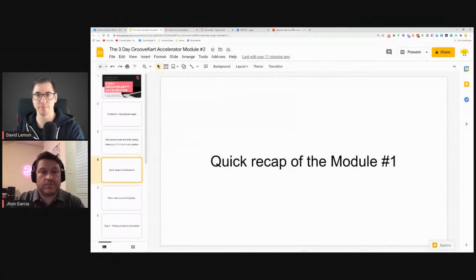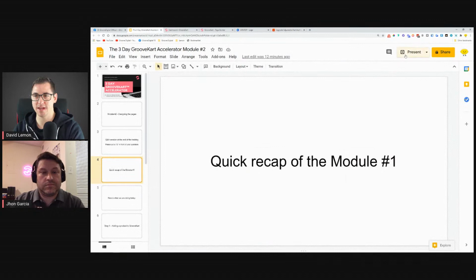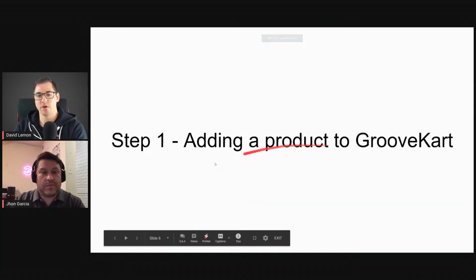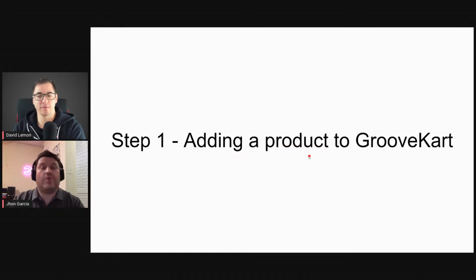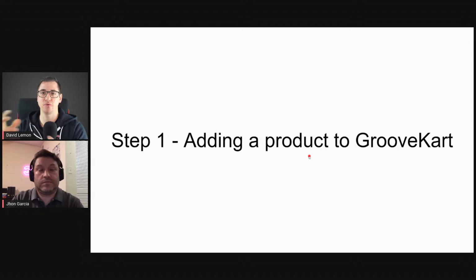Let me jump in and show you what the product is that we chose. We went through in the previous module why we chose this product, but we're going to be working on this project. We're going to be selling this adjustable laptop desk. We call it Gyrotop, and this is what we are going to be doing today. So let me grab my pointer, and we're going to be setting up the product, basically importing the product from AliExpress into GrooveKart.